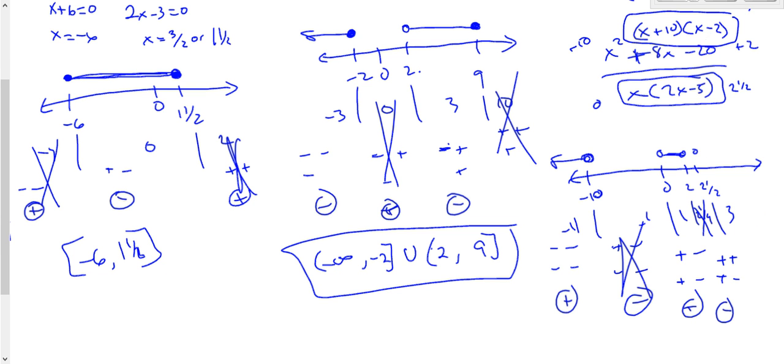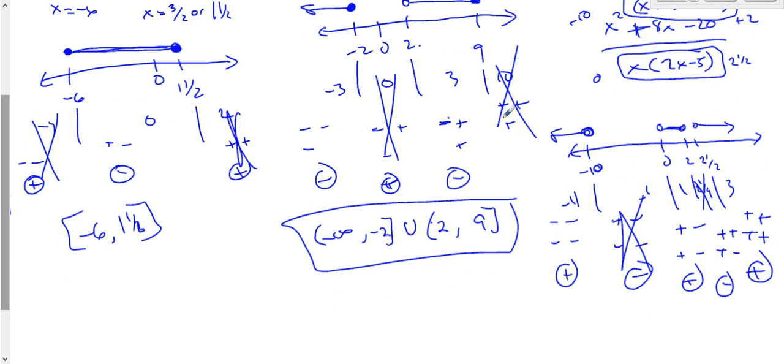Plug in 3, we get positive 13. 3 minus 2 is positive 1. 3 by itself is positive. 3 times 2 is 6, and 6 minus 5 is a positive. All positives will have a positive outcome. I will be shading to the right. So my graph is done.